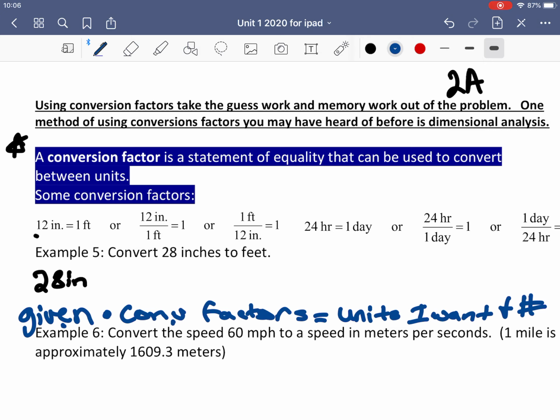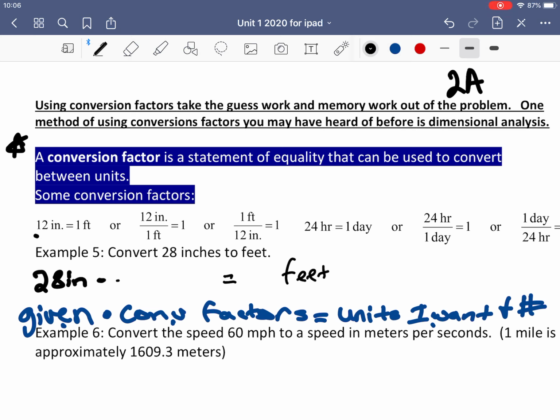You are given this part of the problem. You are told what units you need at the end, more likely than not. So we're just going to do some multiplying and get a number. This intimidates a lot of people, but it really doesn't have to. So here my given is 28 inches. My conversion factors I need to figure out, and the units I want. So I'm going to end up with a number, and I want it to be in feet.